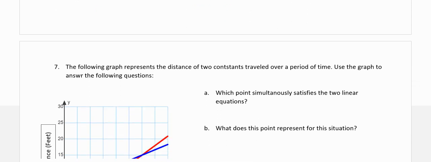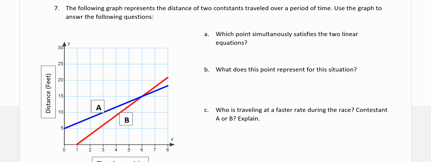Number 7, the following graph represents the distance of two contestants traveled over a period of time. Use the graph to answer the following questions. Which point simultaneously satisfies the two linear equations? Okay, so for it to simultaneously satisfy, meaning that each point is on both graphs, I'm looking for the point that is on both graphs. So I'm going to look where they cross. So I'm looking for my intersection.